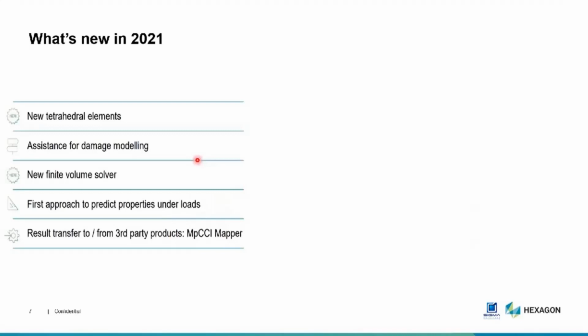So what is new? This might be quite interesting for you. In the latest version, we added a new tetrahedral element. We have also added damage modeling. If there is a crack during a forging operation, it can predict the damage. Then there are other improvements in the solver for better runtime. Then we have predicting the properties, or mechanical properties, under loading conditions, and exporting results to other files. Exporting results in different file formats can be used in third-party software.